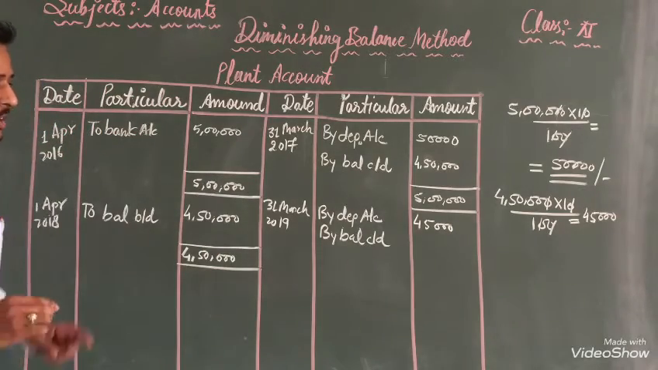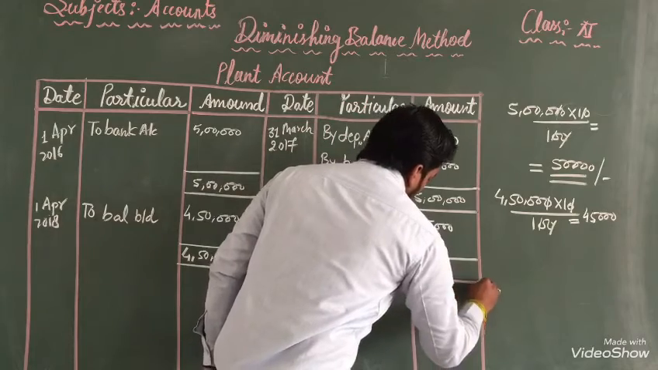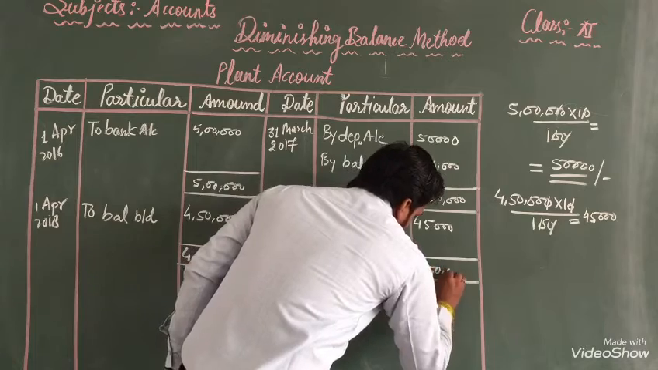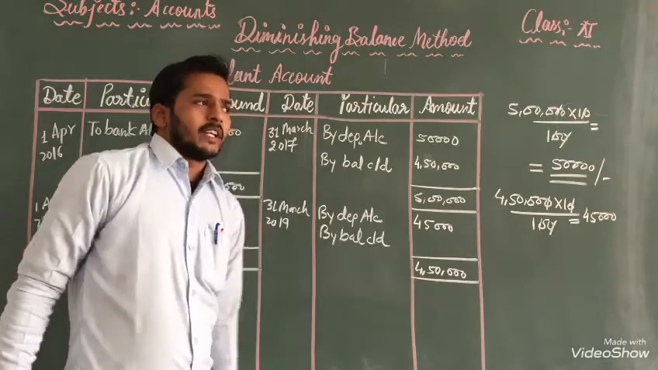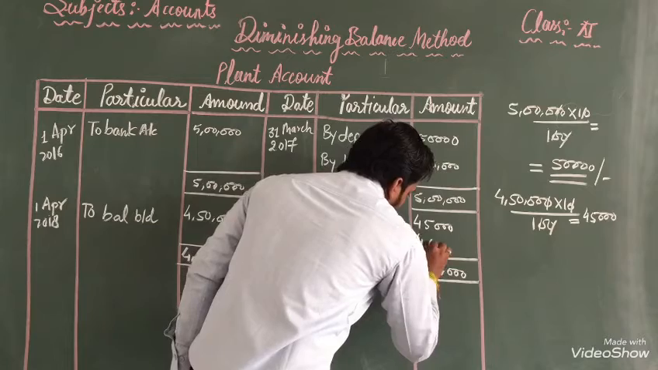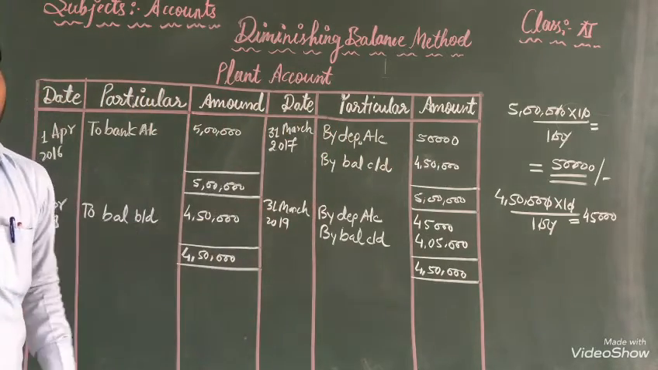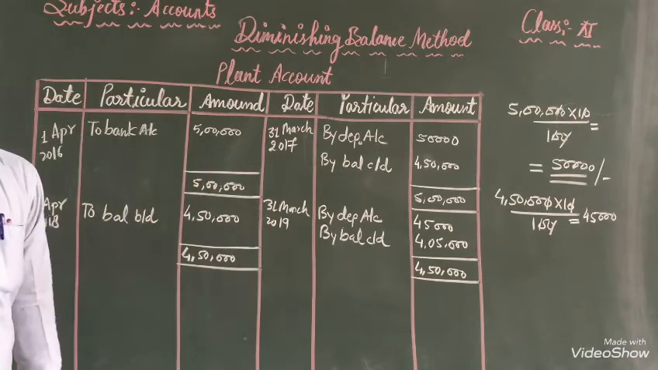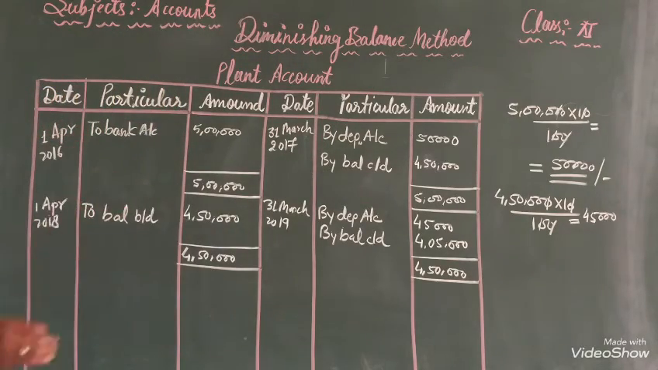So dear students, see clearly what I am explaining in this video. Now the total is 4,50,000. We just have to make a balance. We have to subtract 45,000 from 4,50,000. The answer will come to 4,05,000. This is the amount. With the help of that, we have completed 2 years of depreciation with the diminishing balance method.